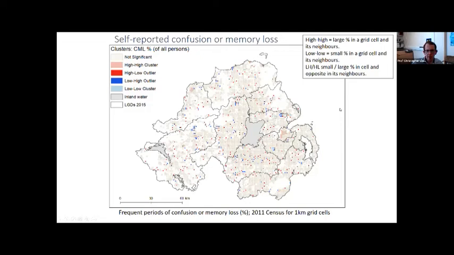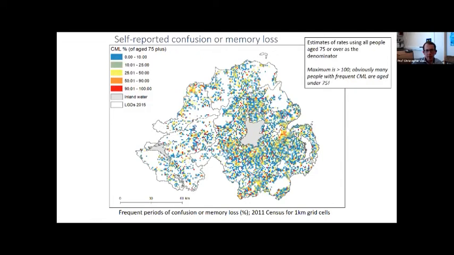is most geographically concentrated. This is confusion and memory loss over everybody aged over 75, which obviously isn't going to include everybody. As a result, you get percentages of more than 100, which obviously doesn't make any sense. But it's making the point that your denominator is really important, and you have to think carefully about what it is you're trying to capture and whether or not actually looking at the whole population is sensible, or whether or not you maybe try to use some subset.